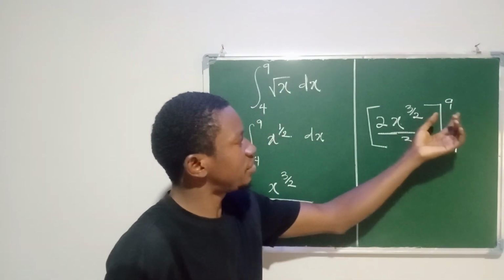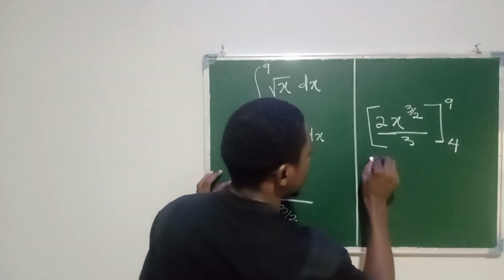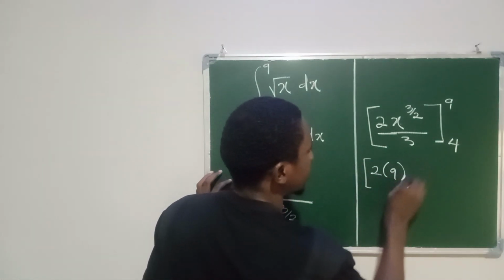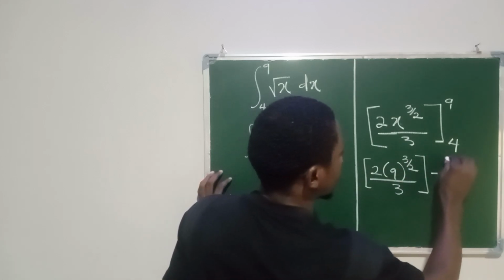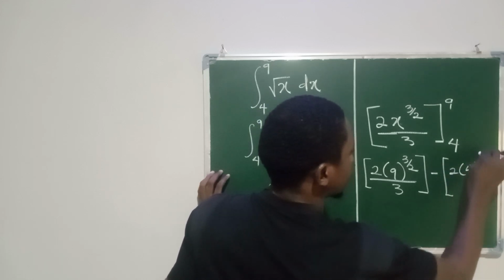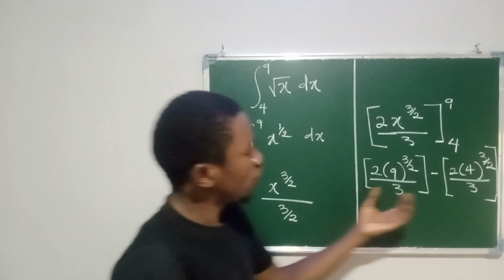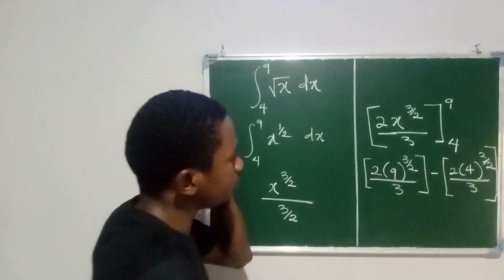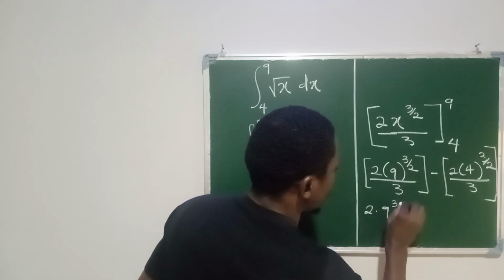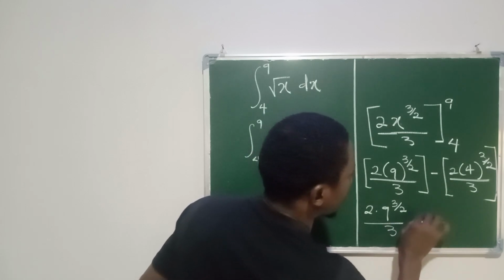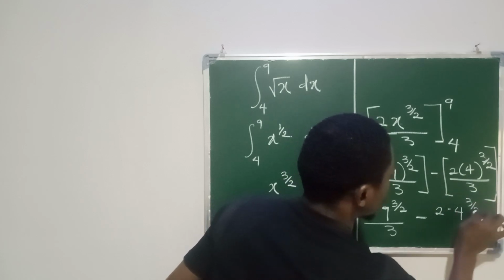At this point, we just have to input the values of x, 9 minus 4. So we have 2 times 9 raised to the power of 3 all over 2, all over 3, minus 2 times 4 raised to the power of 3 all over 2, all over 3. From here now we are going to simplify further.